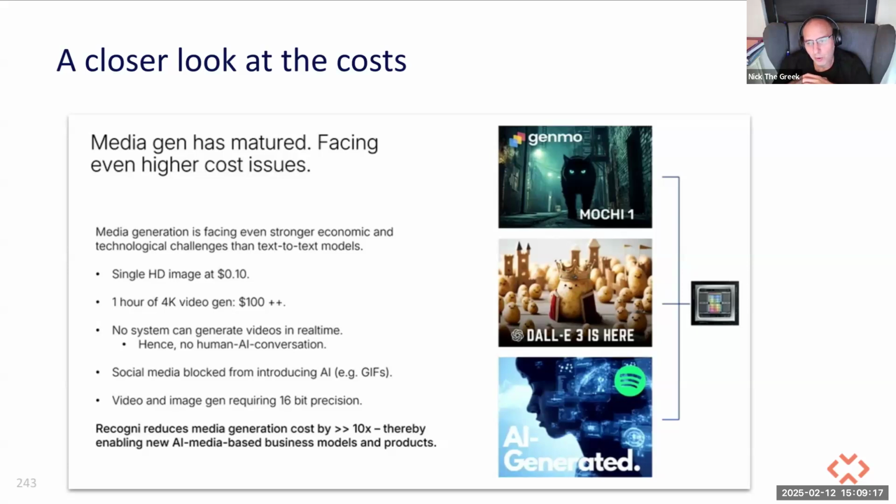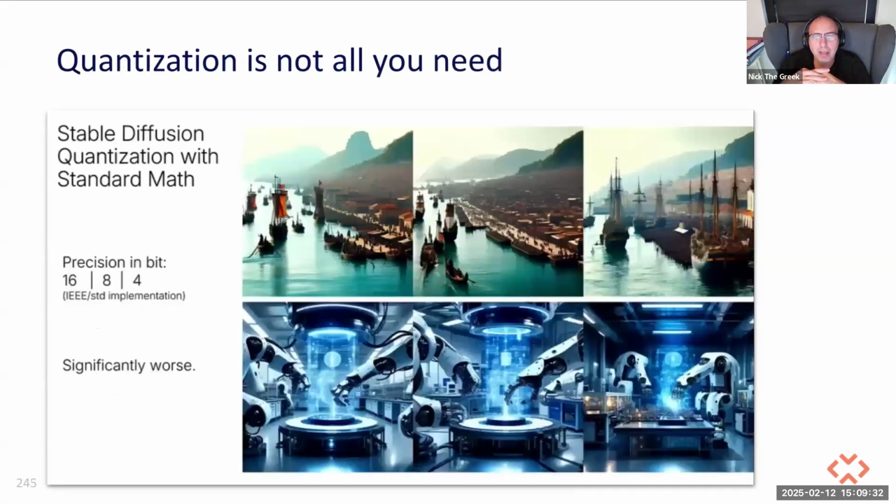And okay, they claim here, let's give them the opportunity to advertise, to reduce the media generation cost by more than 10x, thereby enabling new AI media-based business models and products. That's kind of a bold move. And here's their motivation.